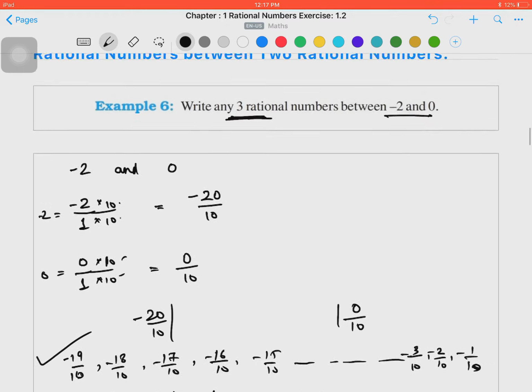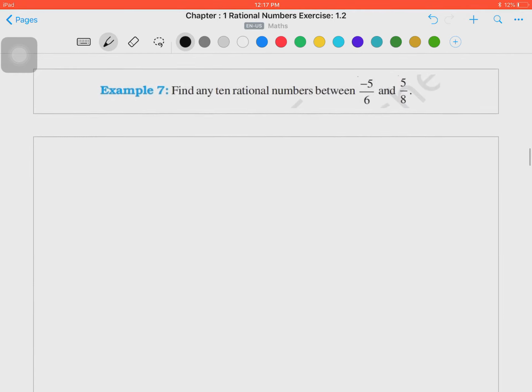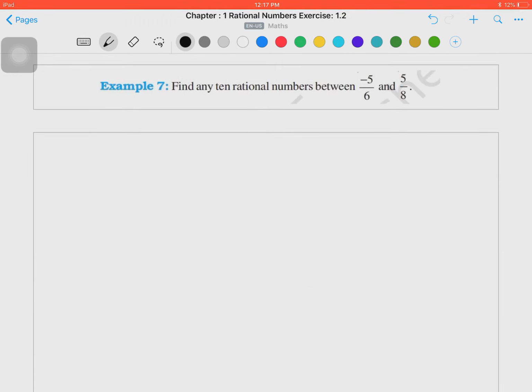So that's how you can find the rational numbers between two given numbers. Then we have another example. Question is, find any 10 rational numbers between minus 5 by 6 and 5 by 8.